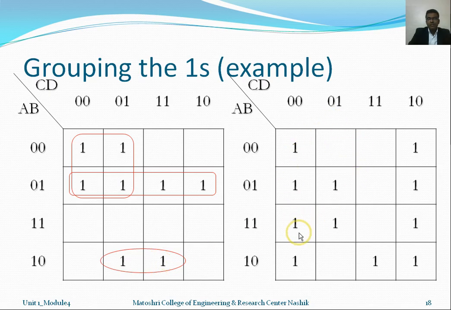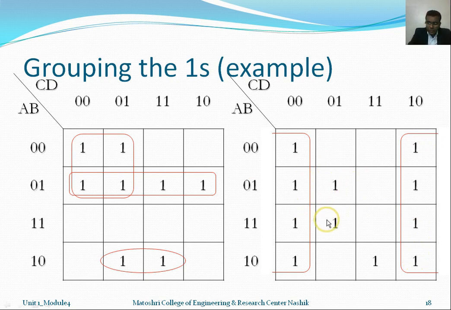In case of the second example, you can clearly see that a quad is there, and from the rightmost corner cells there is also a quad. So this quad and that quad are adjacent to each other, because the rightmost cell is adjacent to the leftmost cell. That's why we are making this octa, a group of 8 ones, an 8-cell group.